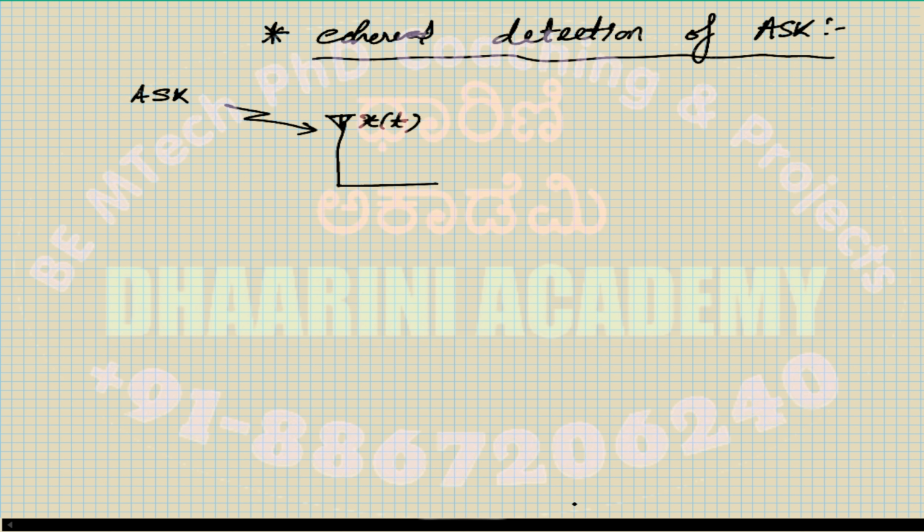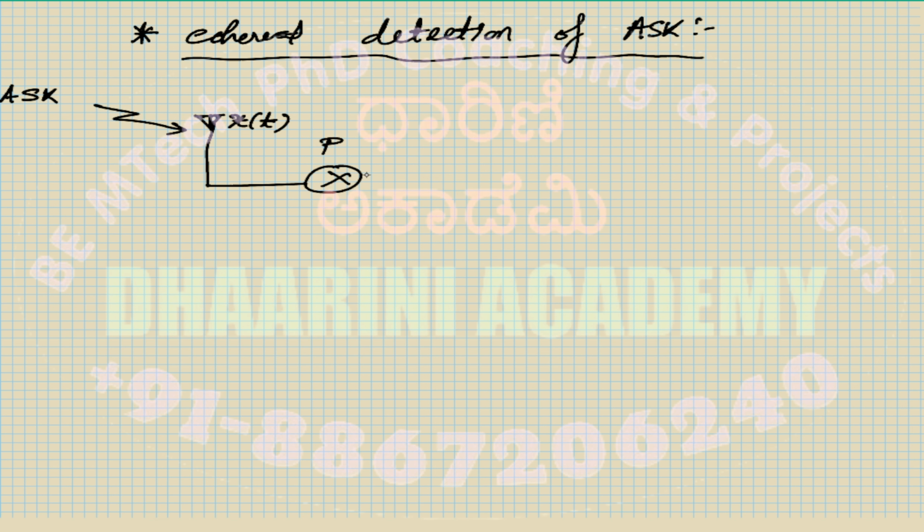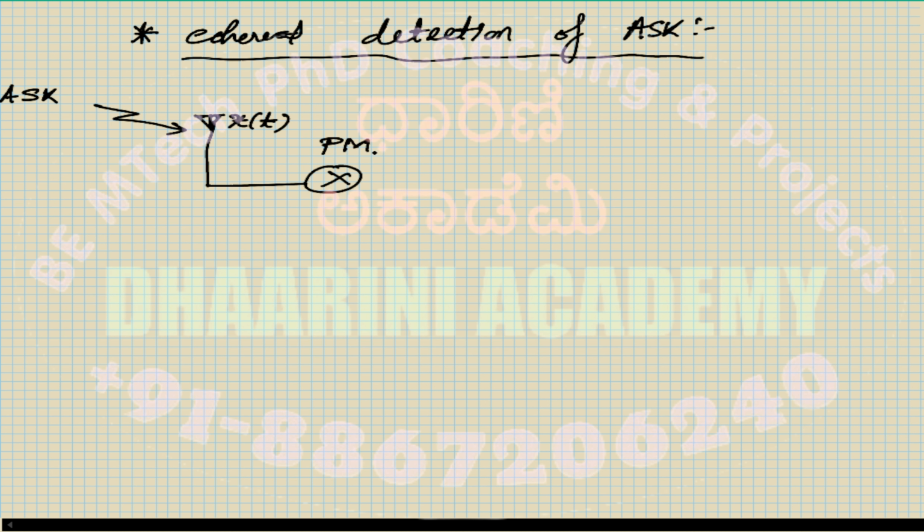When this x of t is picked up by the antenna, inside the circuit you have one more product modulator. One product modulator we already have seen was present inside the modulator circuit.